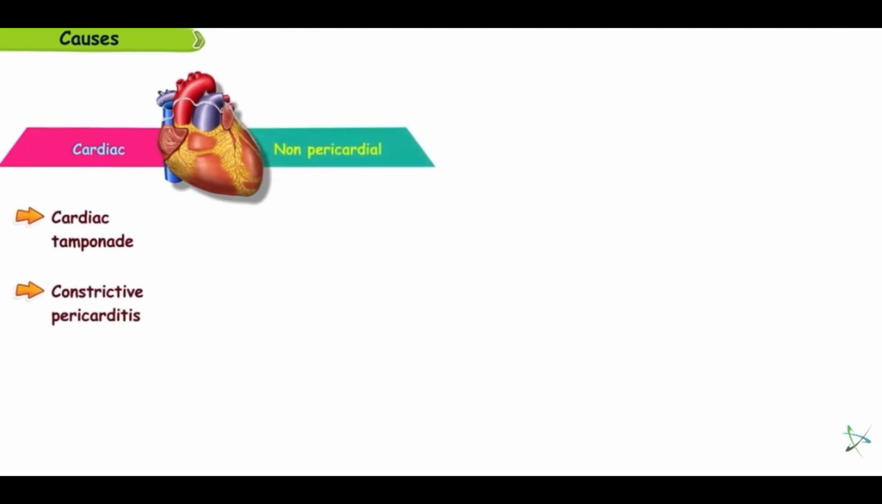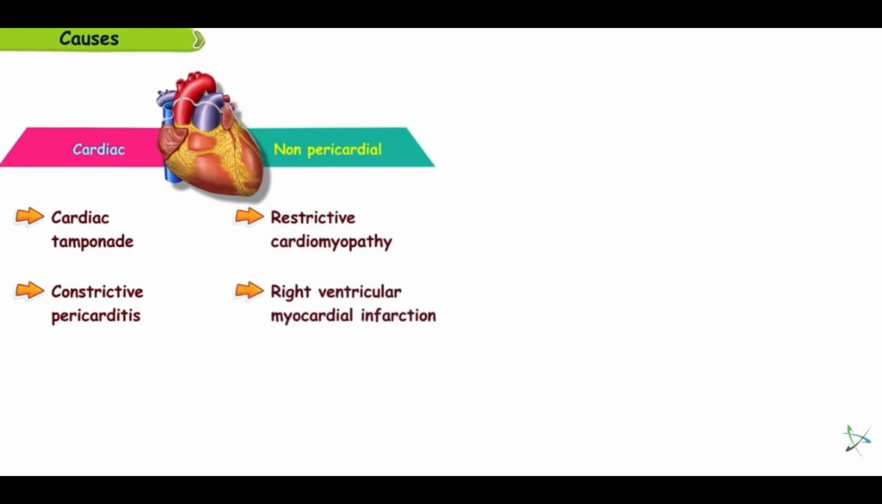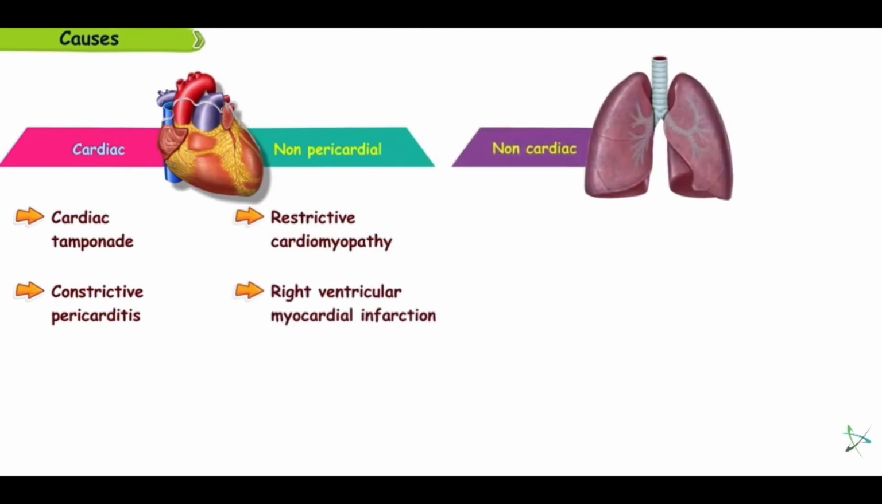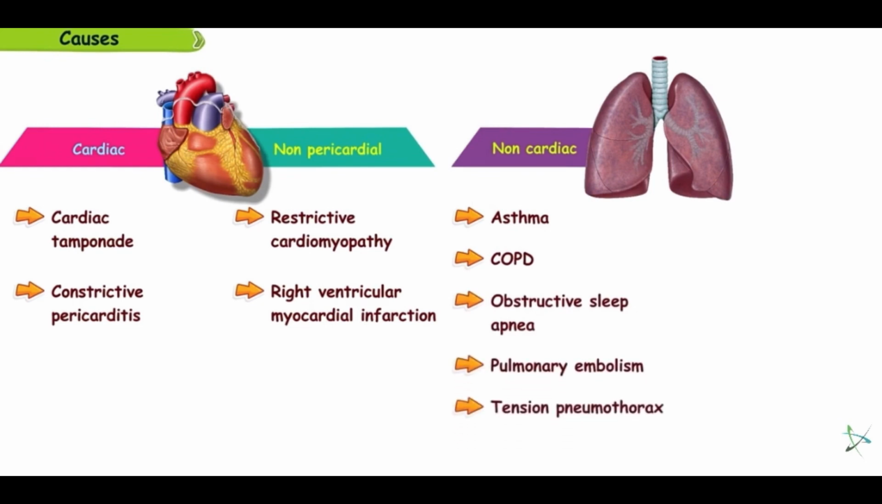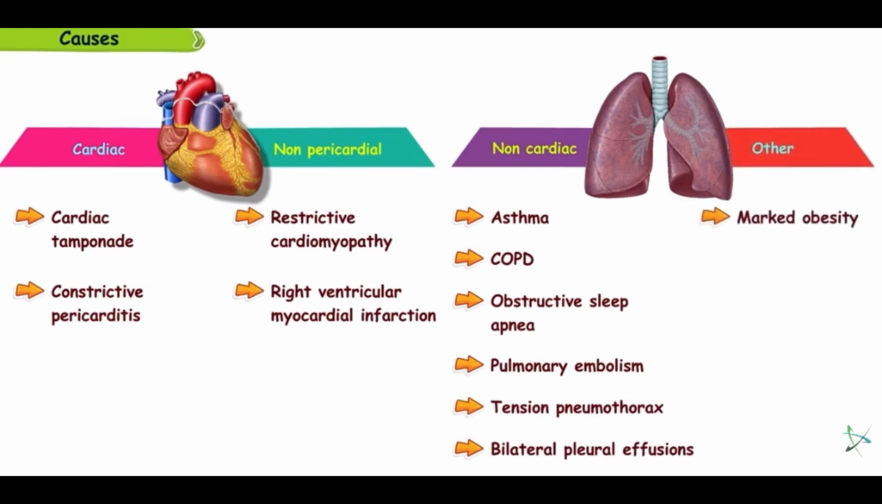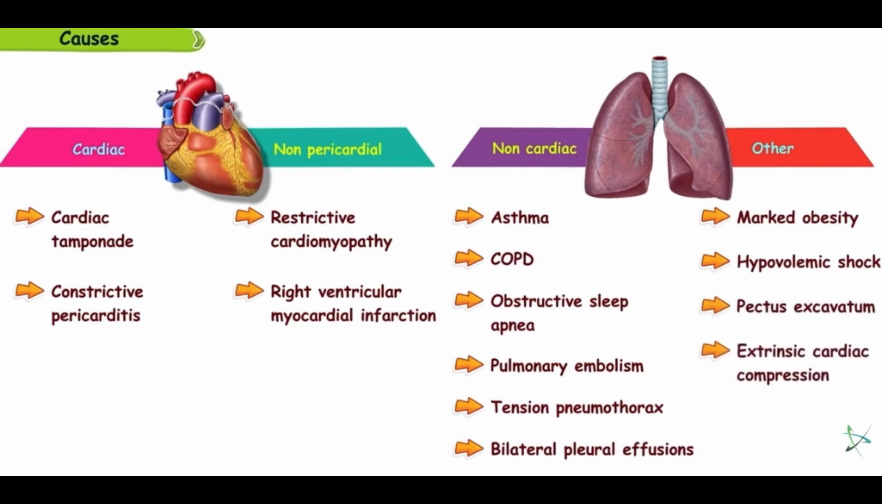It can be seen in cardiac tamponade, constrictive pericarditis, and in certain non-pericardial diseases like restrictive cardiomyopathy and right ventricular myocardial infarction. Some of the important non-cardiac causes of Pulsus Paradoxus include asthma, chronic obstructive pulmonary disease, obstructive sleep apnea, pulmonary embolism, tension pneumothorax, bilateral pleural effusions, and in patients with marked obesity, hypovolemic shock, pectus excavatum, and extrinsic cardiac compression, Pulsus Paradoxus can also be seen.